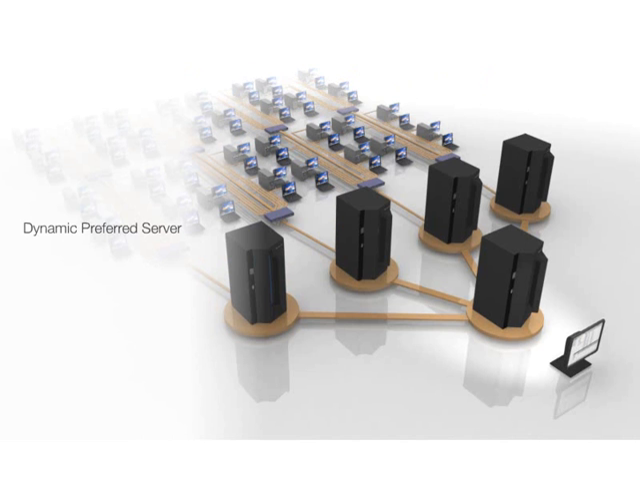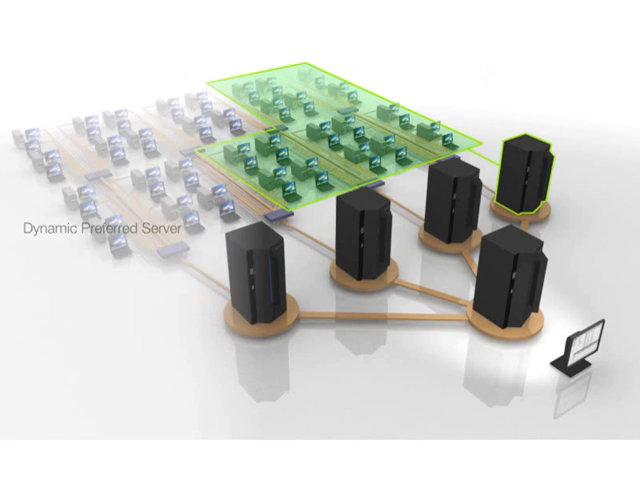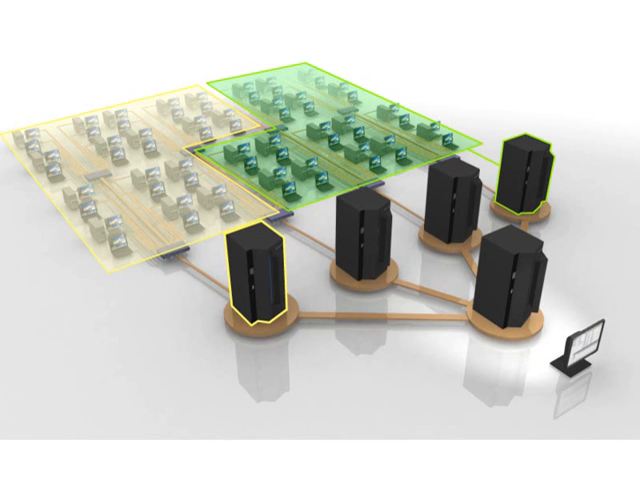Dynamic Preferred Server Technology lets you define which package servers should be used to support computers on specific network segments. This gives end users greater speed and efficiency while reducing your overall network traffic, as well as providing functional load balancing across your package servers.